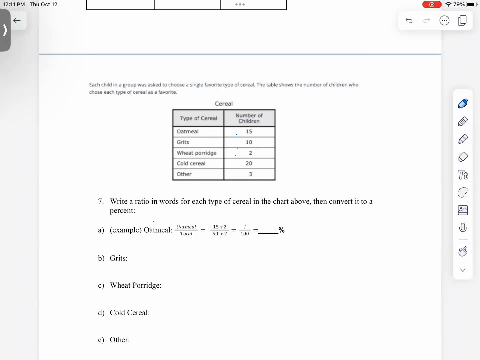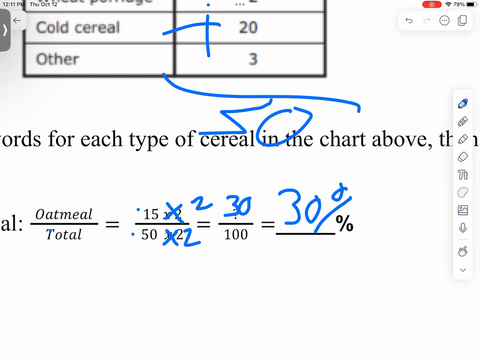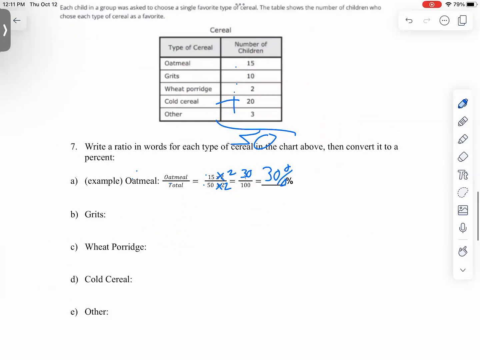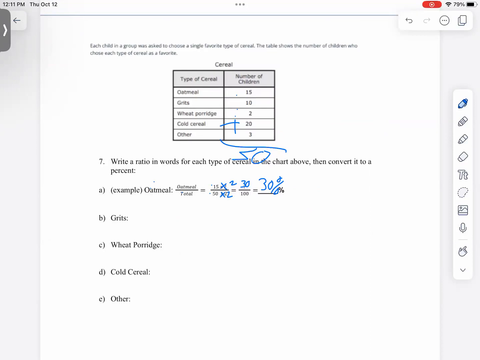So oatmeal to total. There's 50 people total in this whole thing, if you add them up. That's what you do when there's a chart like that. You need to first see what the total is. Then you say, okay, there's 15 oatmeal out of 50 total. That's times 2, so I do the same on the top. That's going to give me 30 out of 100, which means it's 30%. That's basically what I'm wanting on these other 4, to make it look pretty much exactly like that. So that's the expectations for today. Get it done and then check back for the answers to go over.